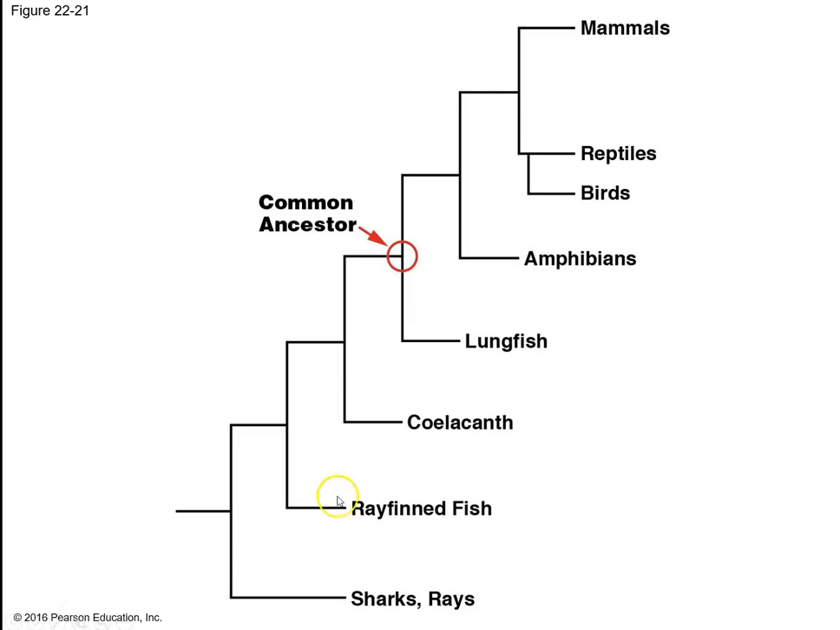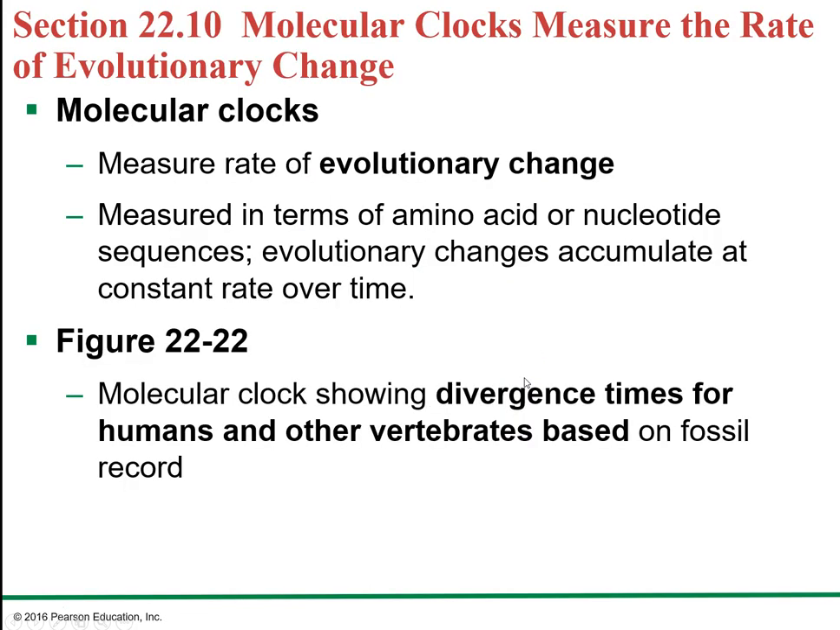So again, we use some of this data to construct a phylogenetic tree like this. Okay. And this is a brief thing showing something called the molecular clock. So again, using this molecular data that we talked about, we can construct graphs or molecular clocks that show the rate of evolutionary change.